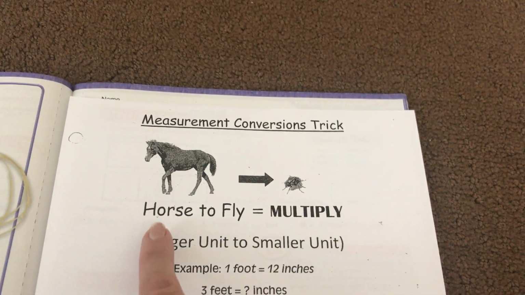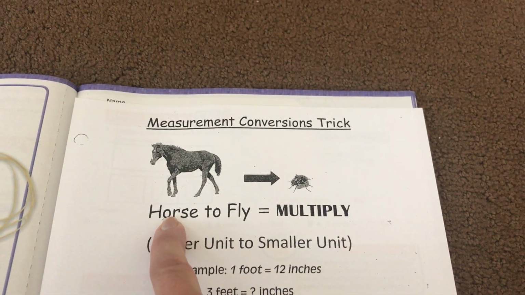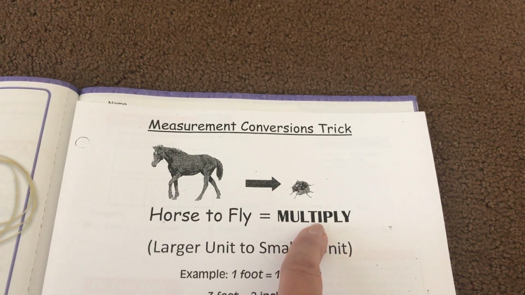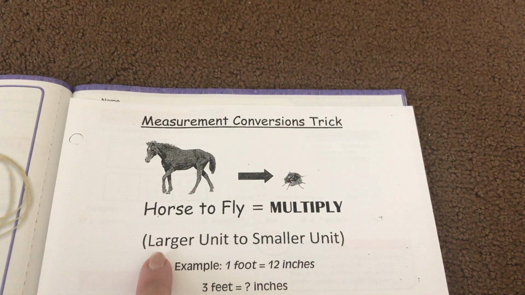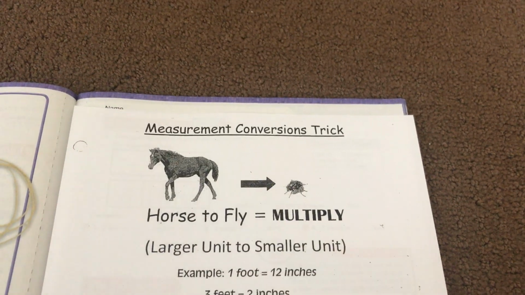So what this means is that when I know the big amount and I need to convert it to the smaller amount, I'm going to multiply. So when I know the larger unit and I have to convert it to the smaller unit, I'm going to multiply.